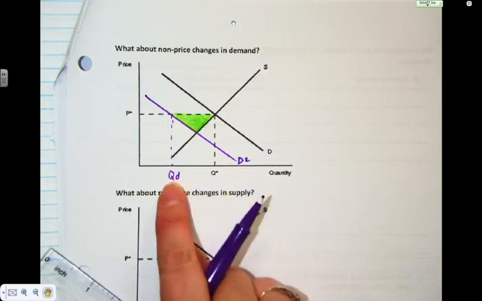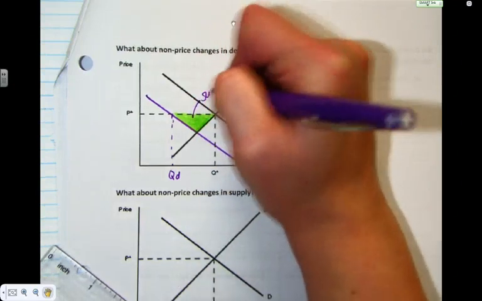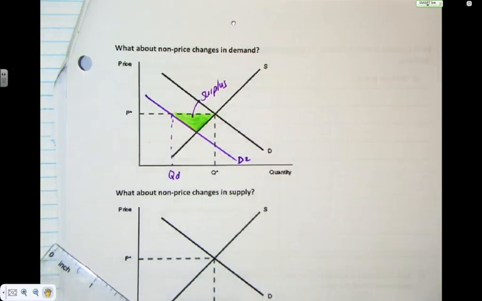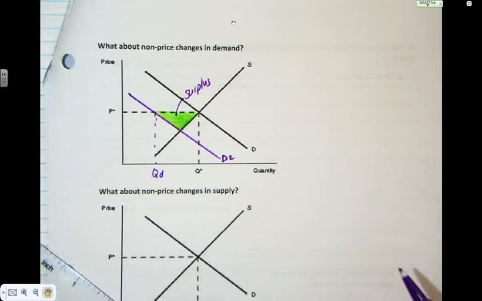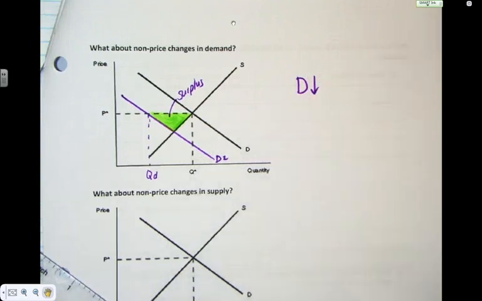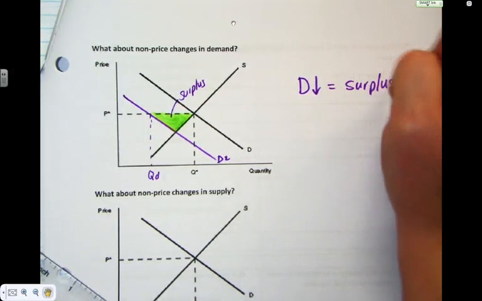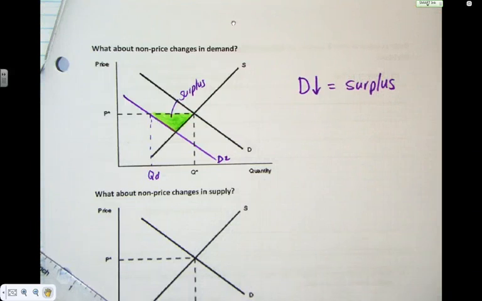Okay, so if people don't want as many as what's being produced, that's a surplus. If the triangle points down, it's a surplus. So if the tip of the triangle is pointing down, it'll be a surplus. So if demand decreases, that's a surplus. Assuming everything else stays the same, so supply stays the same, price stays the same, everything else.